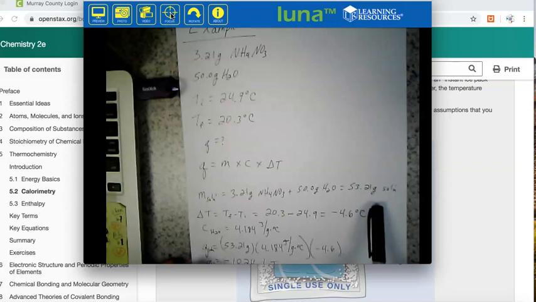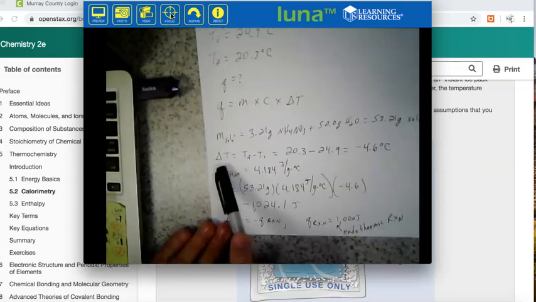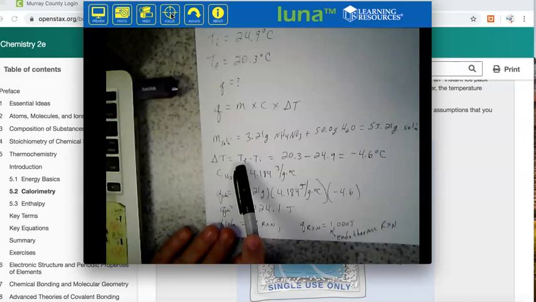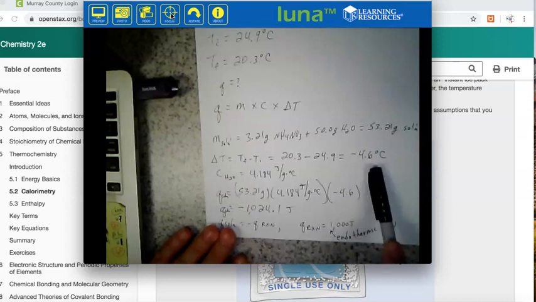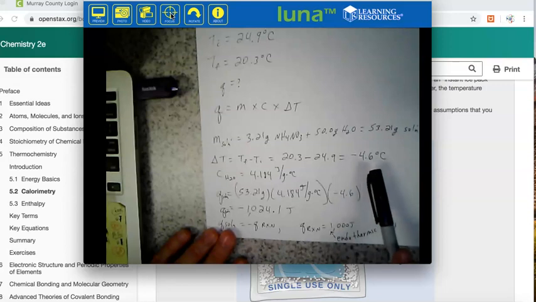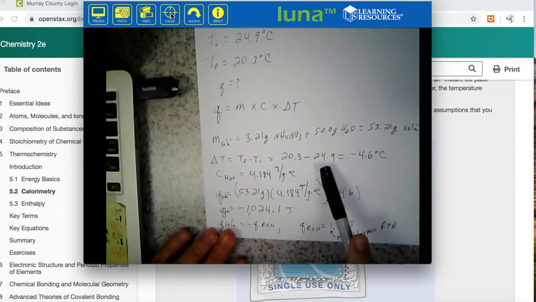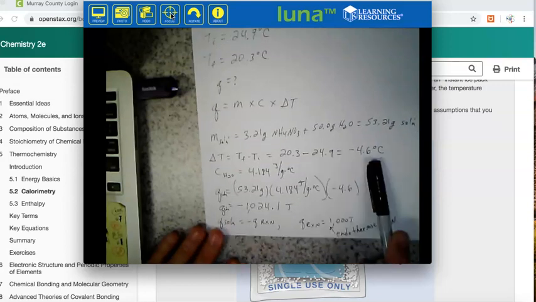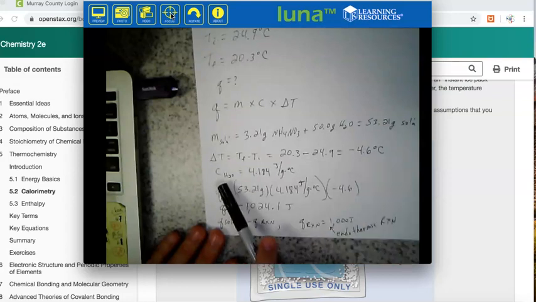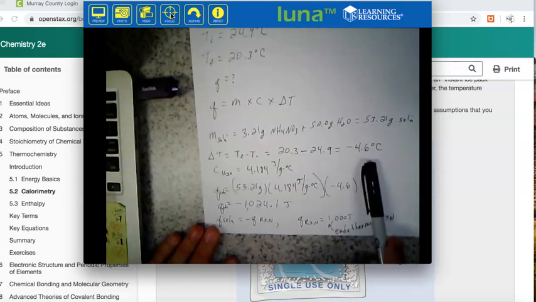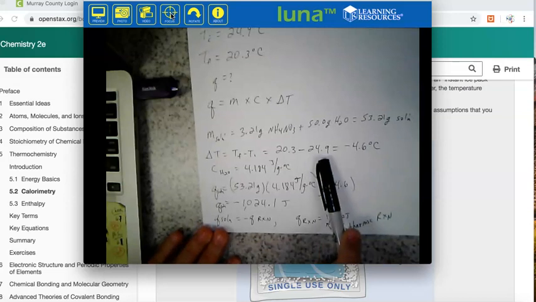And then my change in temperature is my final temperature minus my initial temperature, which is a negative 4.6 degrees. I'm sorry, it didn't go up, it went down. Yeah, I said that wrong. Okay, so it went down. Finally, it was 20.3, and initially it was 24.9. So the temperature went down, so I have a negative value there.